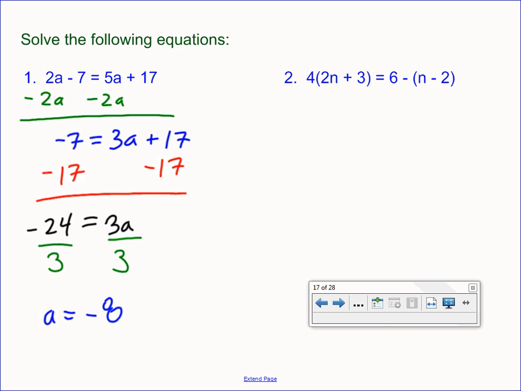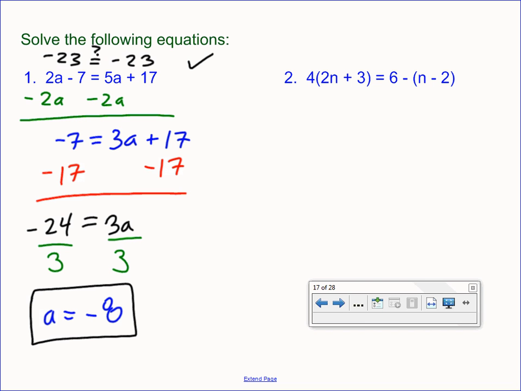Quick check before I box, I'll go back to the original. 2 times negative 8 is negative 16 minus 7, that's negative 23. Does negative 23 equal the other side? 5 times negative 8 is negative 40 plus 17, which is also negative 23. By golly, I now feel confident boxing my answer because I have checked. So we can handle variables on both sides, no problem.